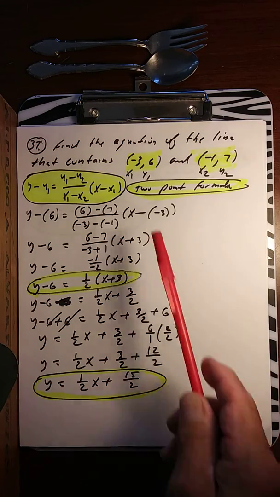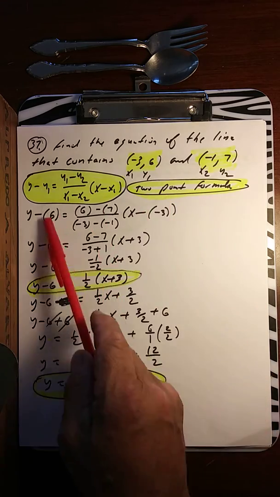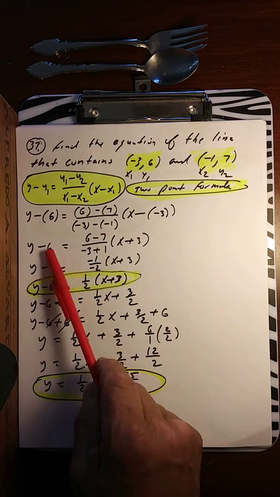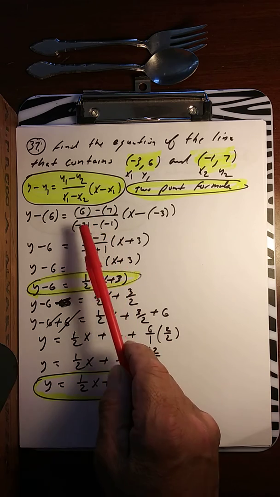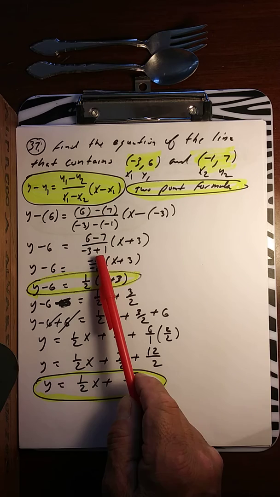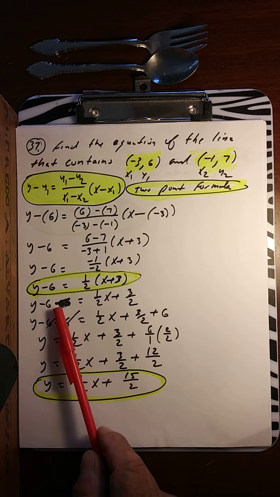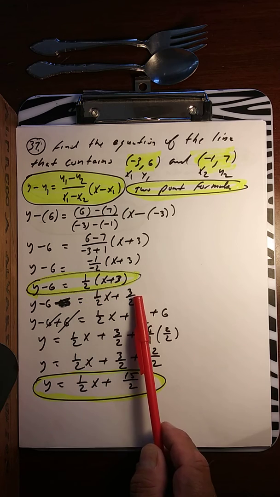Find the equation of the line containing 2 points. So x1, y1, x2, y2. Put all these numbers in the 2-point formula. So we have y minus 6, 6 minus 7 on top, negative 3. Negative is plus 3, plus 1. So that's going to be 1, negative 1. Negative 2 is going to be positive half, times this. So we have 1/2 x, 3/2.